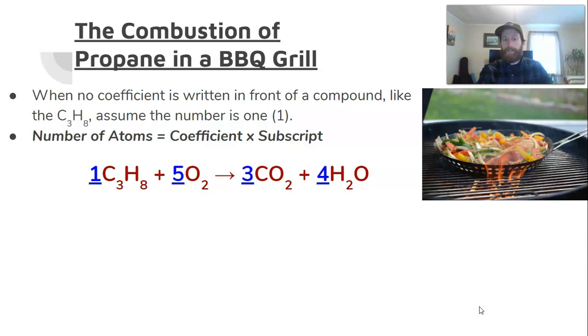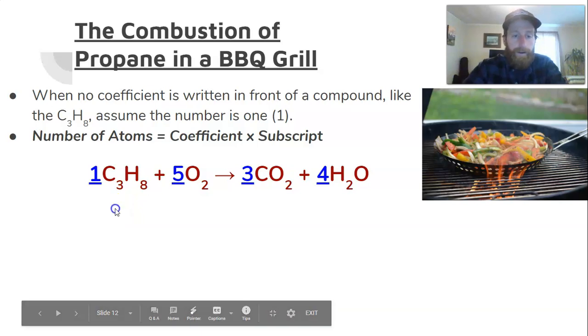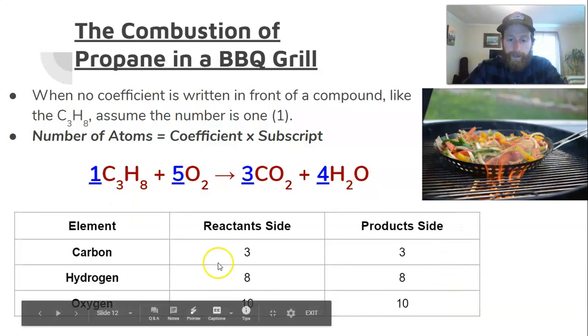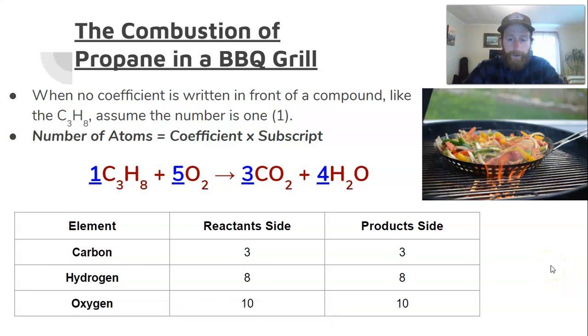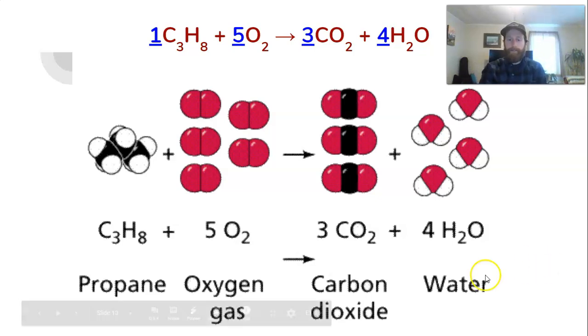When no coefficient is written in front of a compound, like the C3H8, you can assume the number is 1. You could write it in, or you could just leave it blank. Everyone knows to assume it is 1. And again, the table tells me that I'm done. And so every row is equal. I am done balancing.